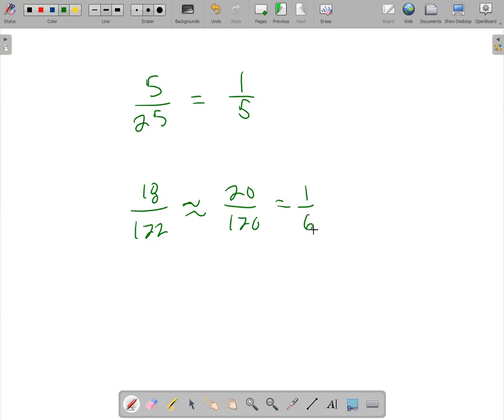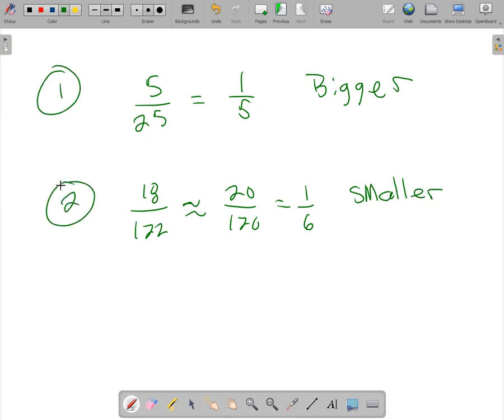Which number is bigger, a fifth or a 6th? Which pie would you rather have? Is a 5th bigger than a 6th? The answer is yes. Fewer pieces, they're bigger. So this one is the bigger one, this is the smaller one. This is precinct number 1, this is precinct number 2. Precinct number 1 has a bigger chance of a weapon being involved by a little bit.